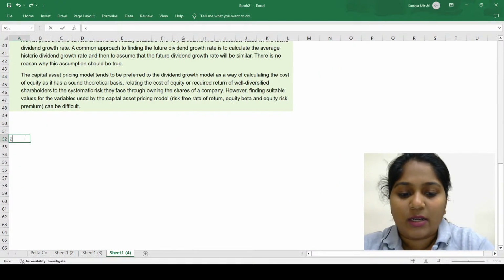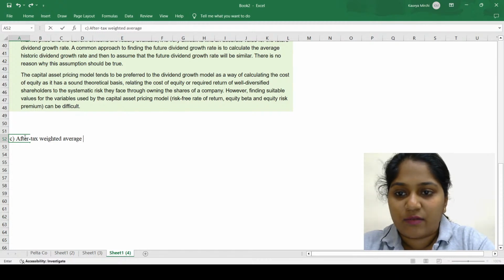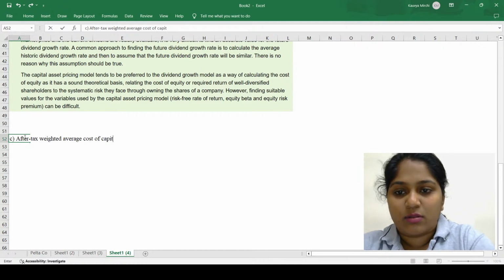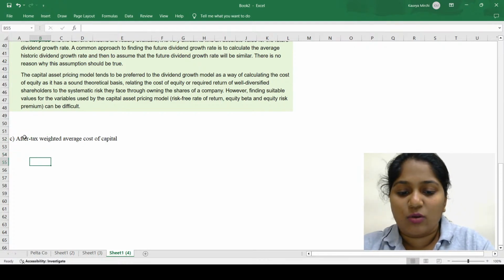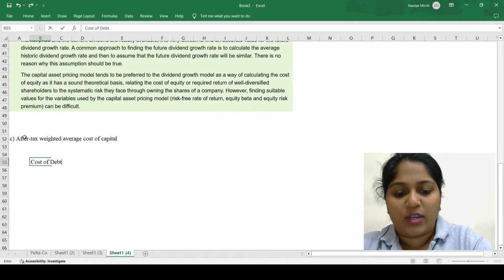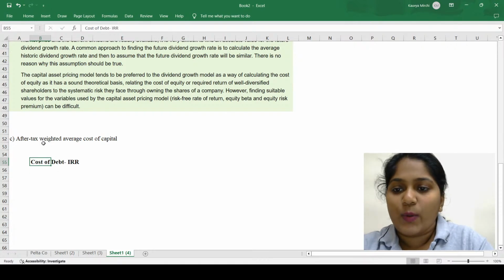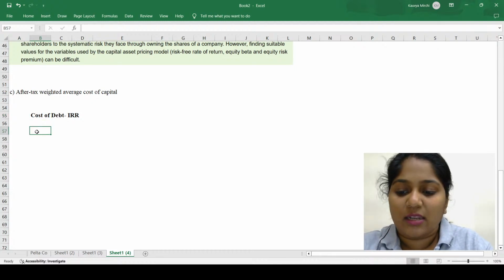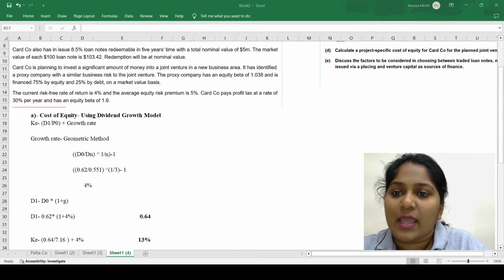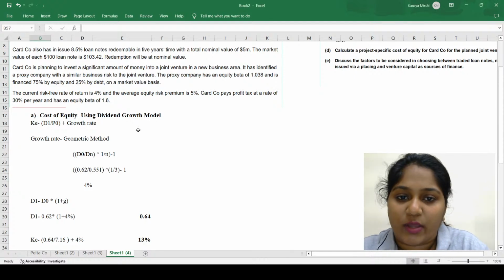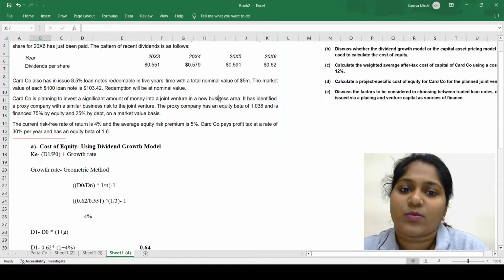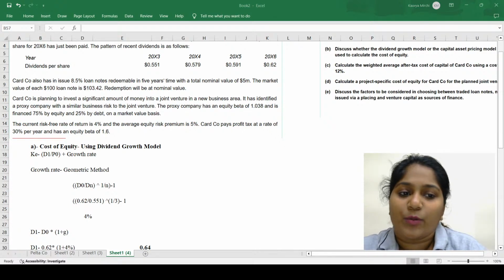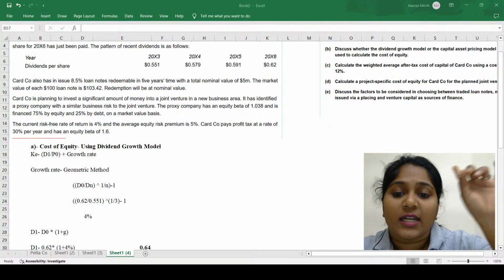Let's do requirement number C, the after tax weighted average cost of capital. So first we need to find out our cost of debt. How do you find out the cost of debt? We have to calculate the IRR for that. How do we calculate the IRR? People, start with the calculation. They have clearly said 8.5% is the interest that you can expect, redeemable in 5 years with a nominal value of $100. Loan note redemption will be at nominal value. That means I would be getting 103.42, 100 at the 5th year.